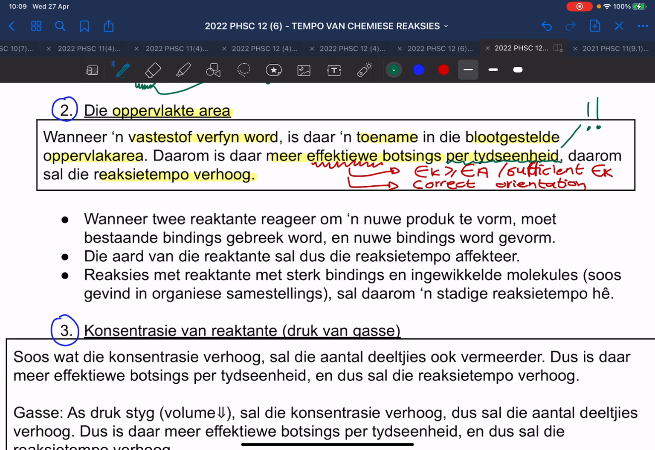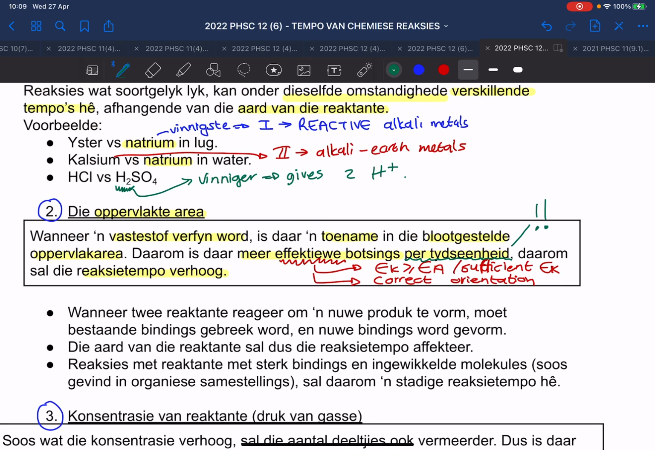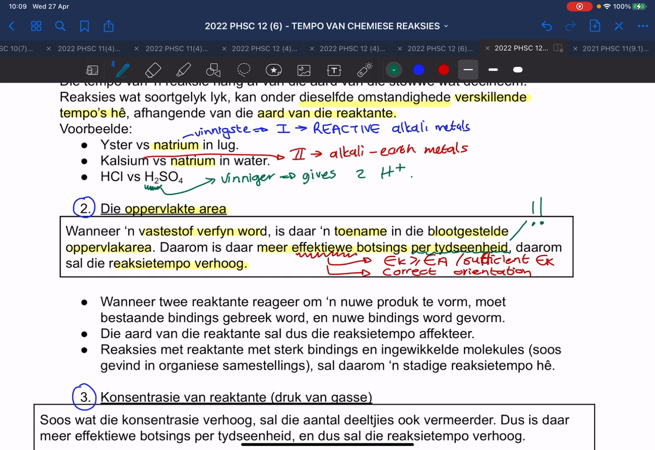Okay. Goed. So sê, wanneer twee reaktante reageer om 'n nuwe produk te vorm, moet bestaande bindings gebreek word. The bonds must be broken to form new bonds. 6. Die aard van die reaktante sal die reaksietempo beïnvloed. So there. Ek het hierdie het ek op verkeerde plek gesit. Sorry. That must be there. Sorry, I did change the notes a bit from last year.